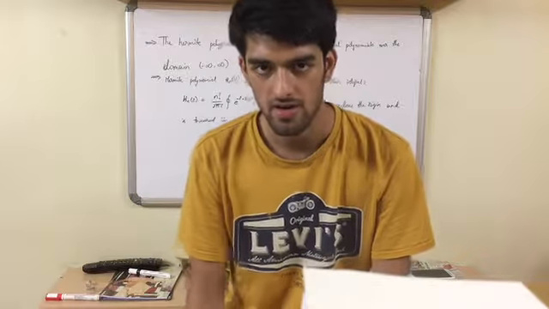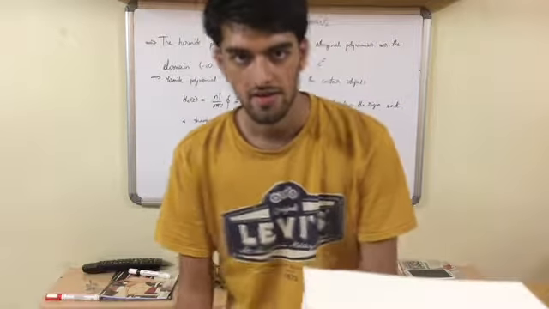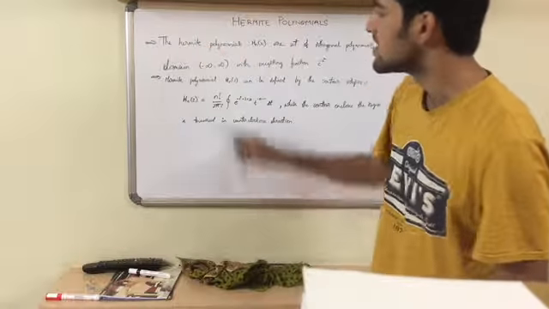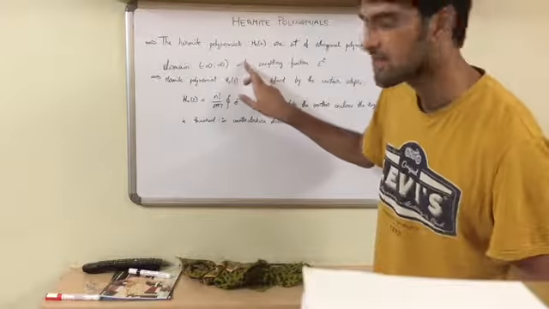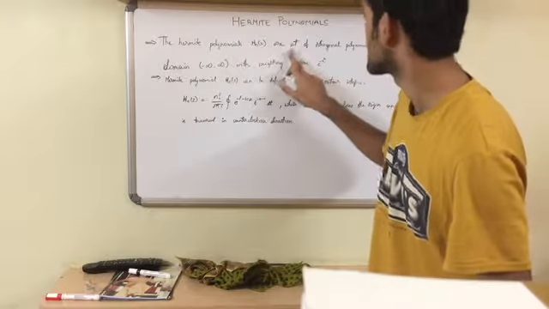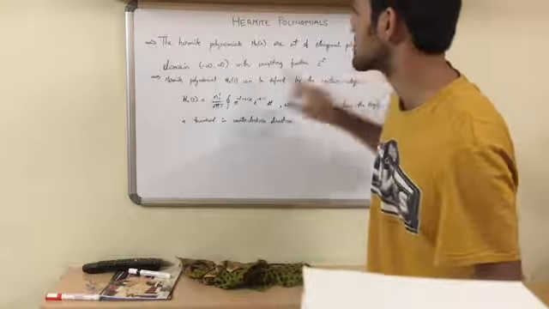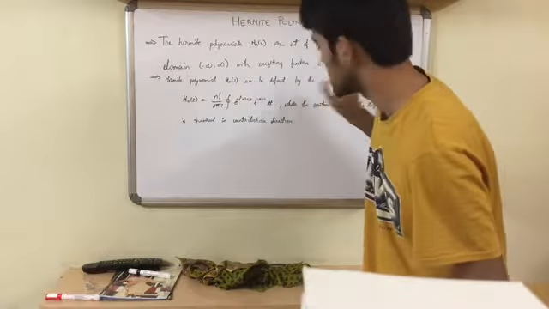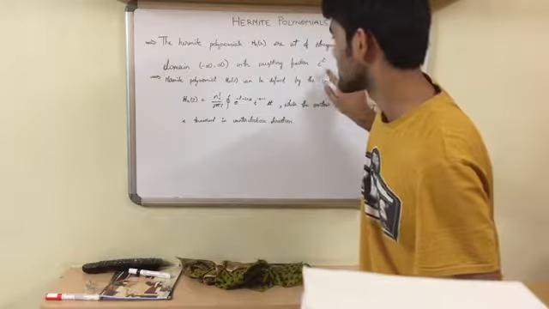First, I would like to talk about Hermite polynomials. Hermite polynomials, denoted by the function Hn of x, are a set of orthogonal polynomials over the domain minus infinity to infinity, with weighting function e power minus x squared. We will come to this weighting function.